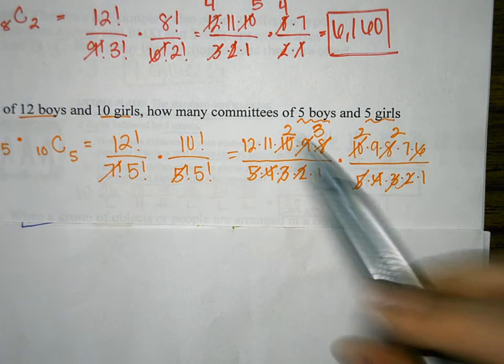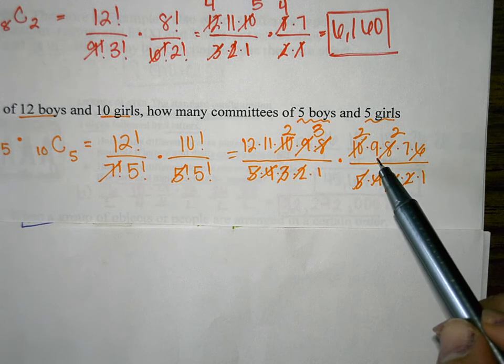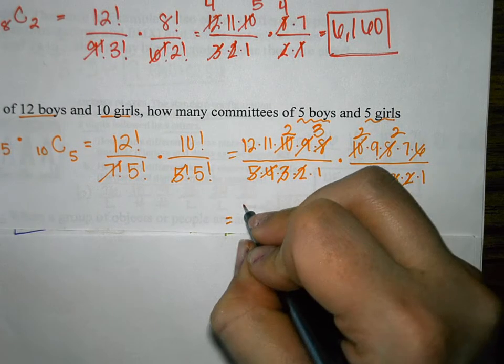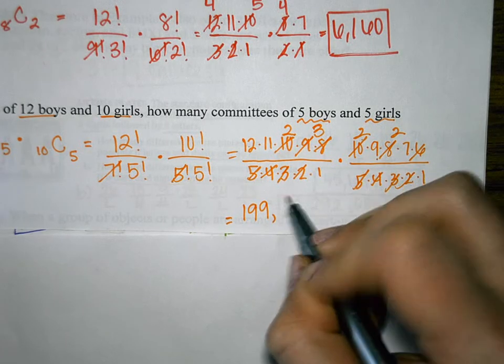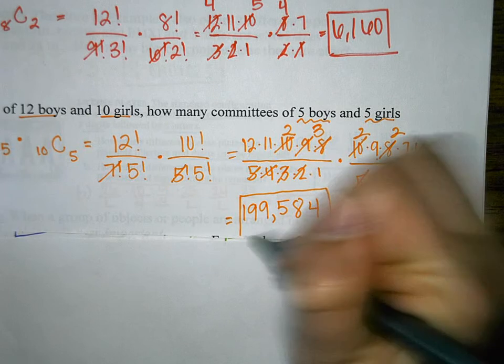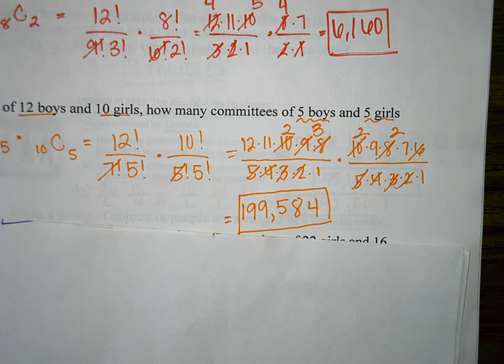So we have 12 times 11 times 2 times 3 times 2 times 9 times 2 times 7, which should come out to 199,584. And that is the difference between a combination versus a permutation.